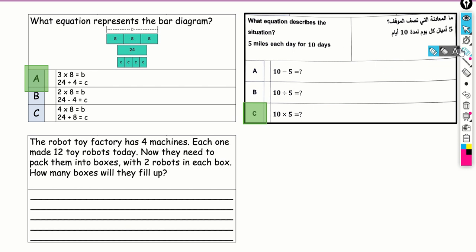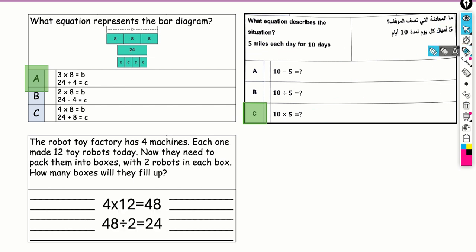Now the next question is, what equations describe the situation: 5 miles each day for 10 days? 5 miles each day for 10 days. So 5 times 10 or 10 times 5. The answer is 50.